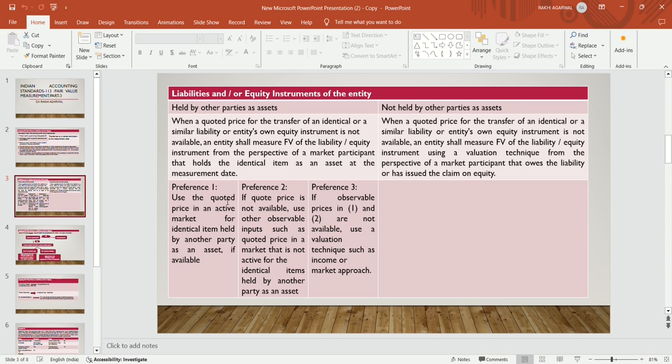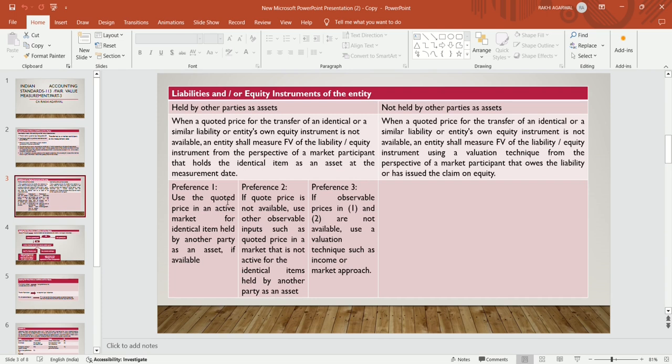Preference 1 is to use the quoted price in an active market for the identical item. If you are not getting the quoted price easily in the market, then you will evaluate the fair value of the liability and equity from the perspective of the market participant who holds the similar item as an asset in their books on the measurement date. So preference 1 is to use the quoted price in an active market for the identical item held by another party as an asset, if available.